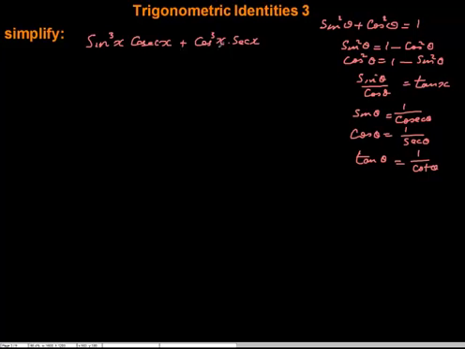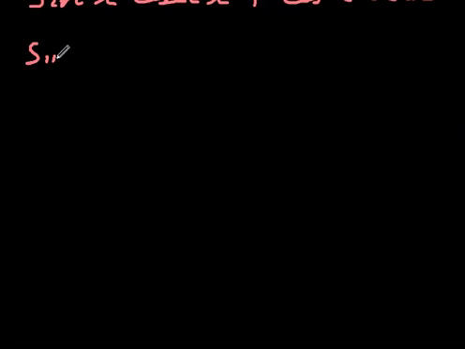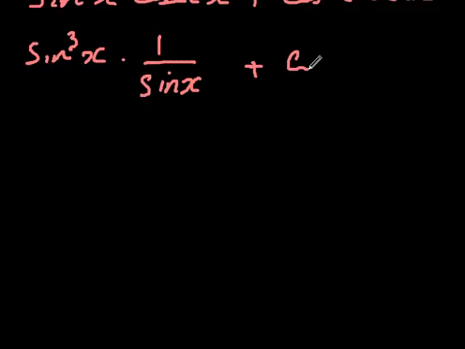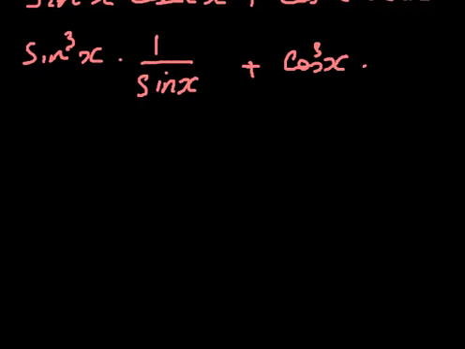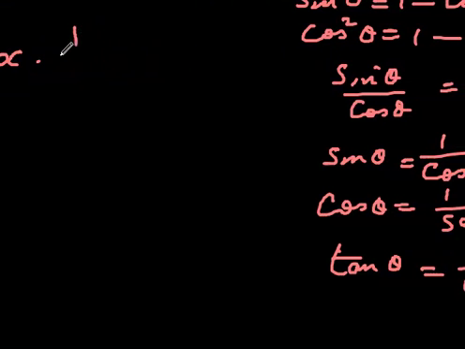Let's get back to this one. We need to simplify this. What I would do, I won't touch sine cubed for the time being, because I can see that I've got cosec here, and we already know that cosec is 1 over sine. So if I write it down again, sine cubed x times 1 over sine x, and I can see the same thing here. I've got cos cubed x, and sec, we know that sec is actually 1 over cos, so that will give me 1 over cos x.